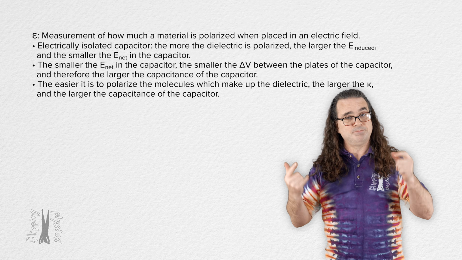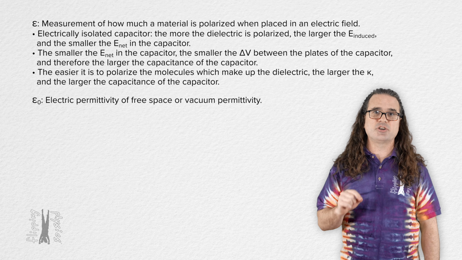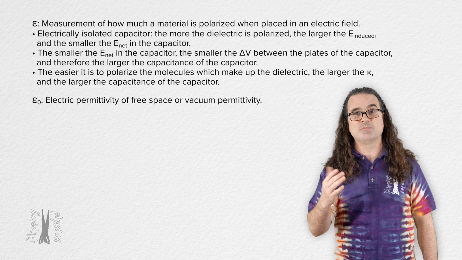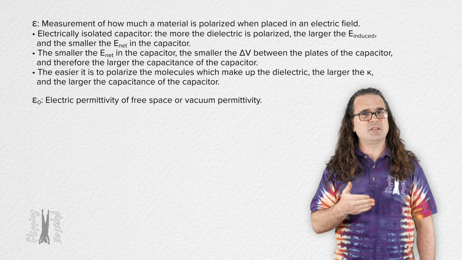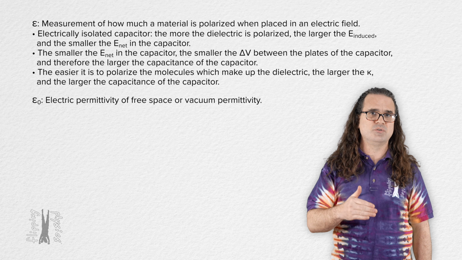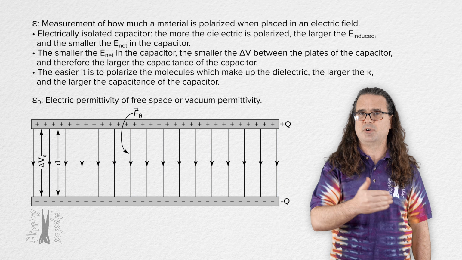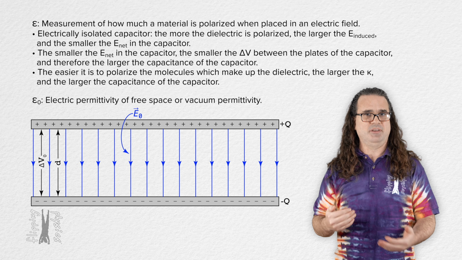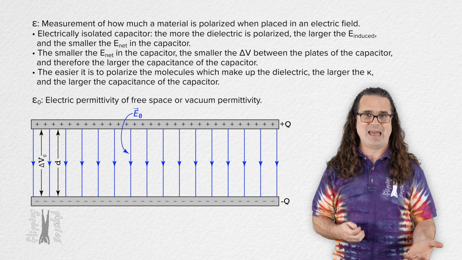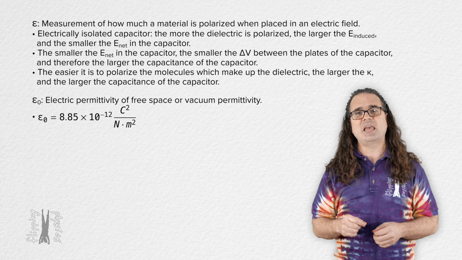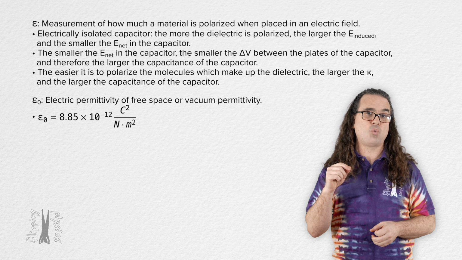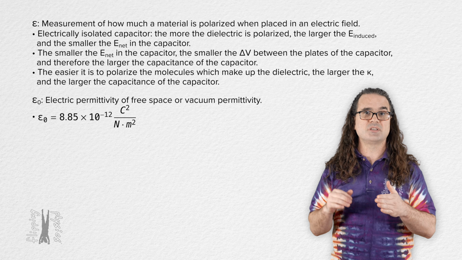Well done. Now, epsilon naught is the electric permittivity of free space or vacuum permittivity. I'm calling it epsilon naught so as not to confuse vacuum permittivity with capital E naught, the original electric field in the capacitor before the dielectric is added. Vacuum permittivity equals 8.85 times 10 to the negative 12 coulombs squared over the quantity newtons times meters squared.